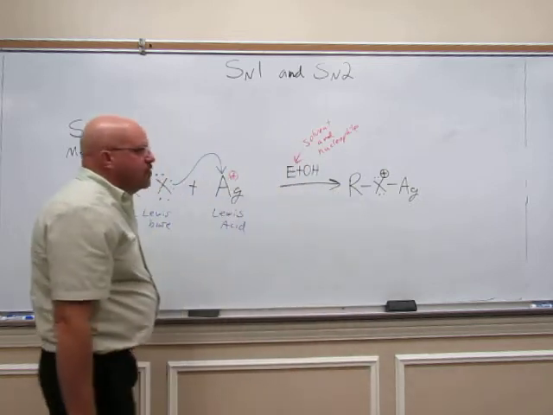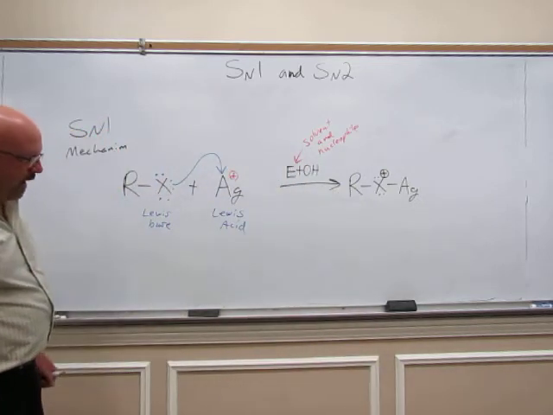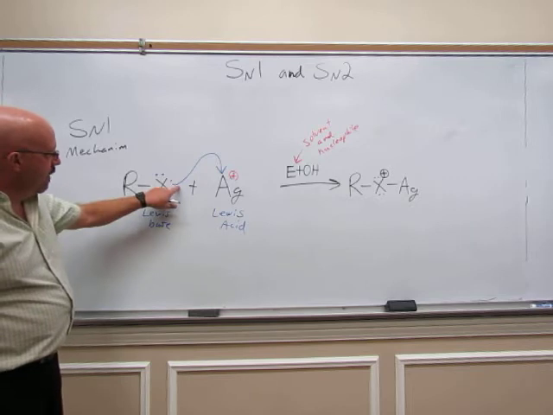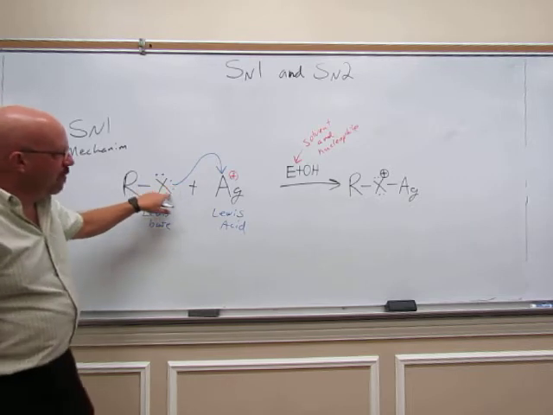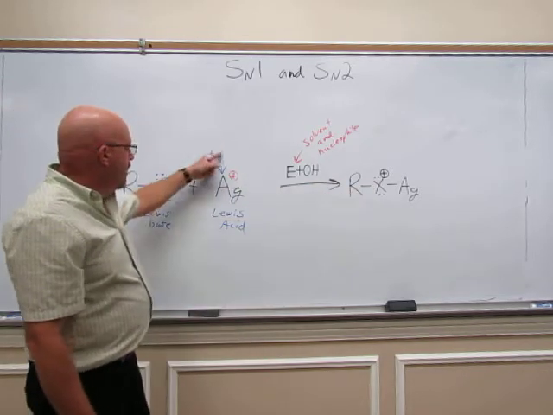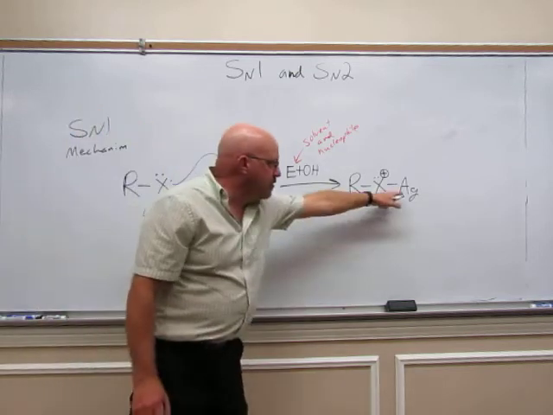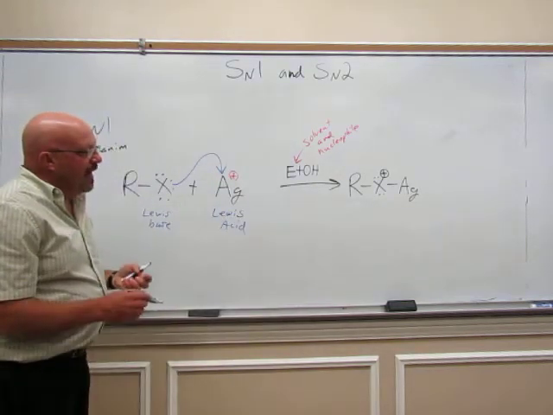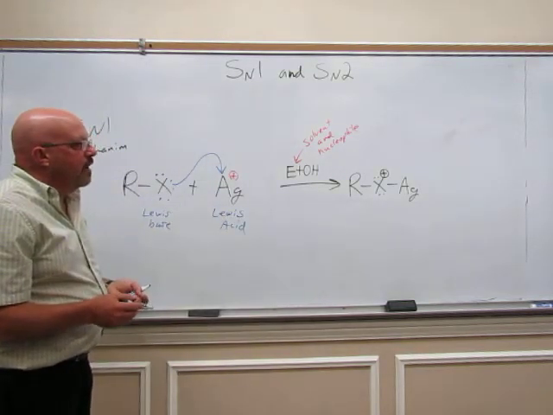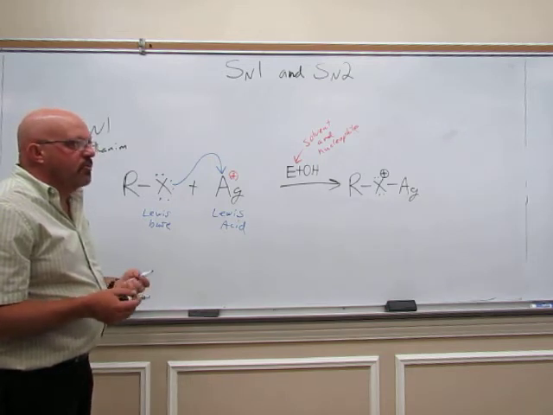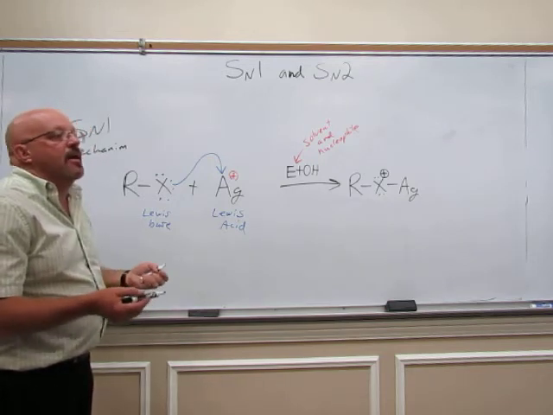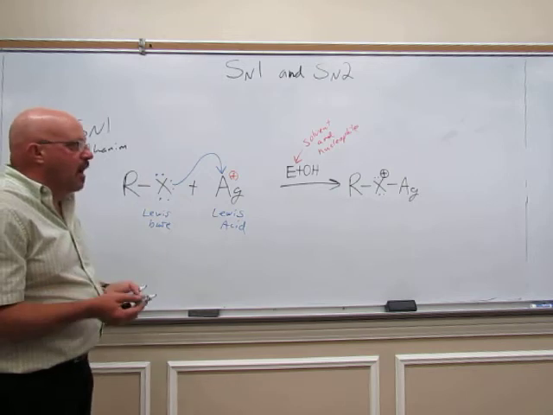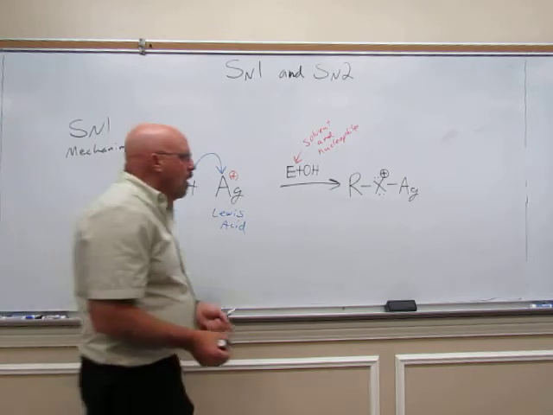There's now a plus charge on the halogen atom. Follow your arrows. Initial tail becomes more positive by charge. Final head becomes more negative by charge, so the silver is now neutral. Now that halogen atom does not like having a plus charge. It's an electronegative atom. If anything, it would like a negative charge. It does not want that plus charge.